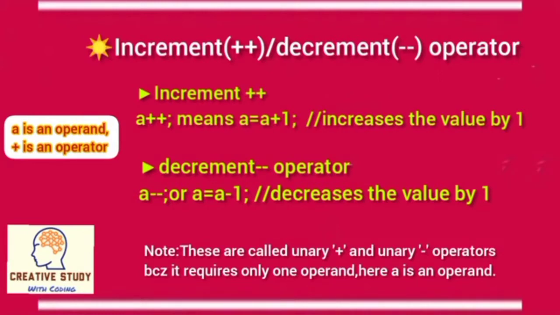Increment means increase the value of any variable by 1, and decrement means decrease the value of a variable by 1. Here a++ means a equal to a plus 1, which increases the value of a by 1, and the decrement operator a-- means a equal to a minus 1, which decreases the value of a by 1. When an operator uses one operand, it is called a unary operator. So here ++ and -- are unary operators because they use only one operand, that is a.